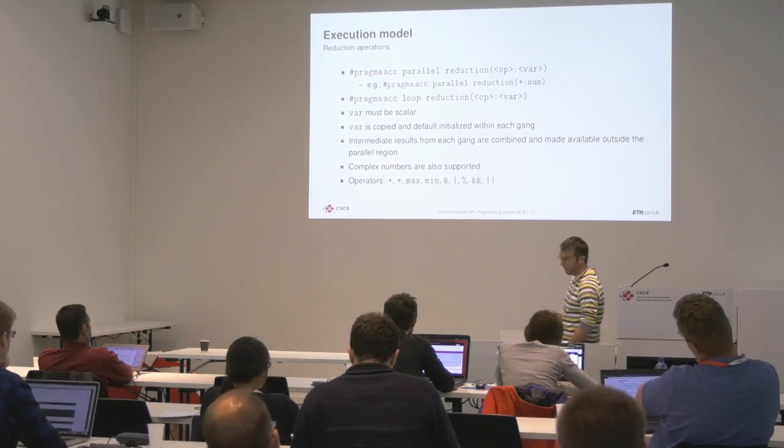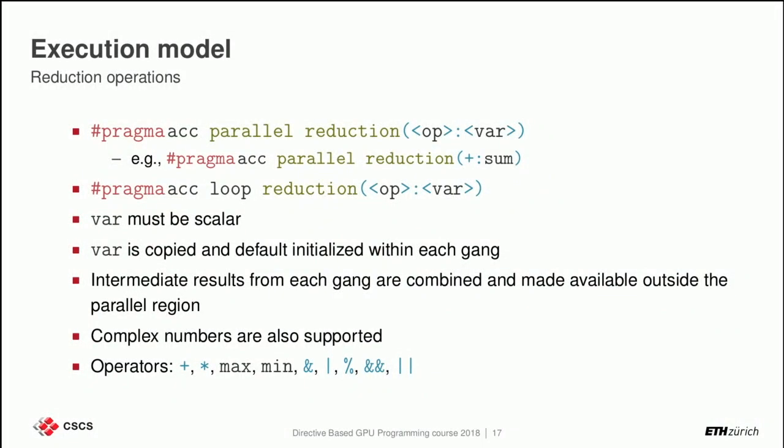So we have also reduction operations as in OpenMP, and they also go on the parallel section. You cannot put them on the kernels, if I'm not mistaken. So an example is here: reduction, the operator, and this is a variable. The variable must be scalar. There are discussions, I think, to support also array reductions, as in OpenMP.